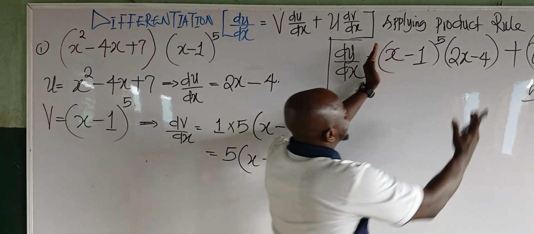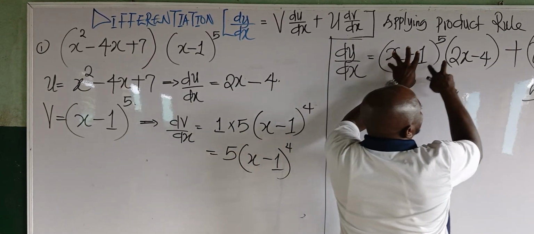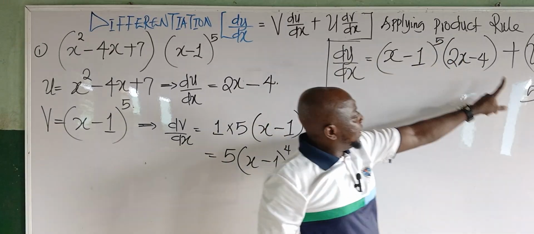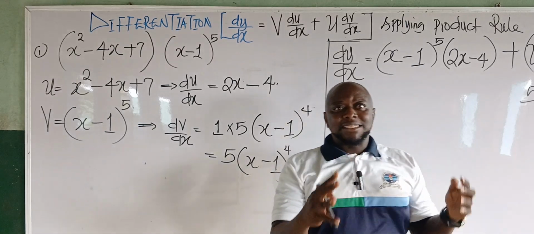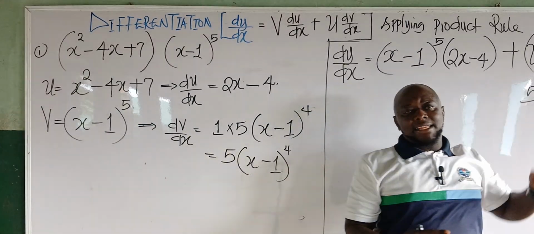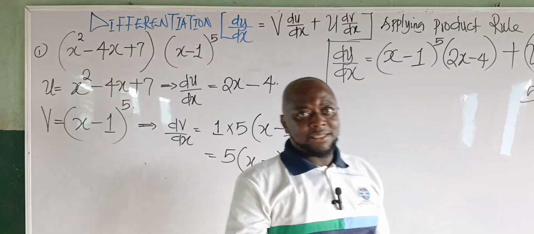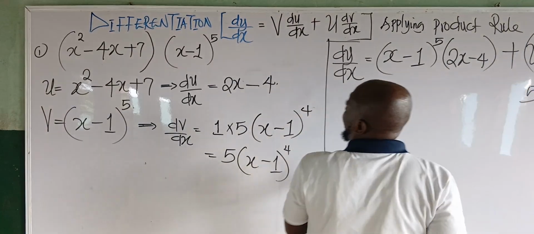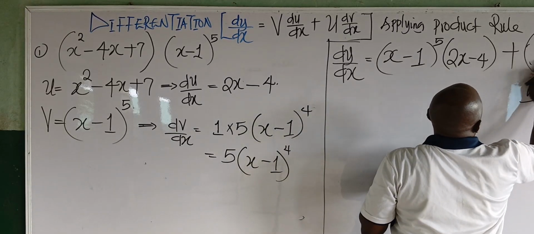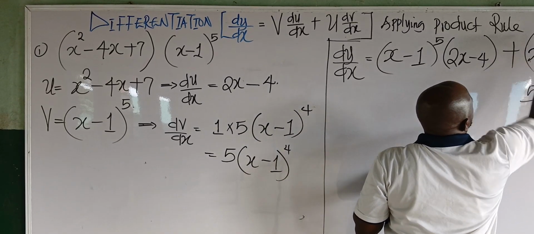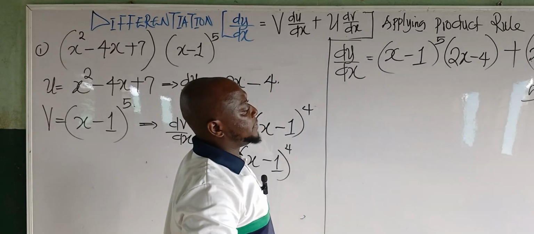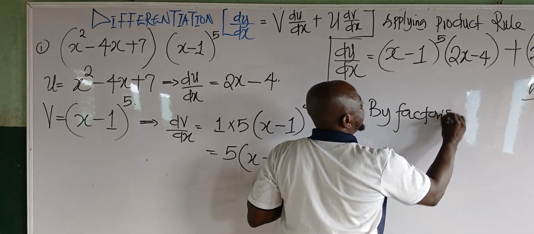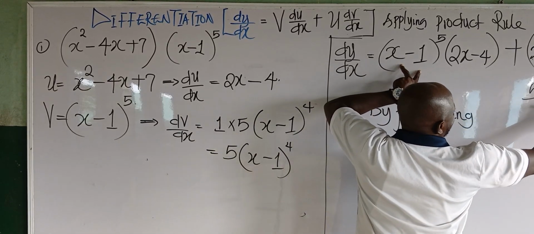So I will check this left-hand side. I will check if this value is appearing here. Obviously, we have x minus 1 raised to the power of 5 here, and we have x minus 1 raised to the power of 4 here. That means this thing is appearing on the other side too. So therefore, we are going to factorize. Observe, this is not 2x minus 4. This is u, that's x squared minus 4x plus 7. We are factorizing because this is appearing in the same place.